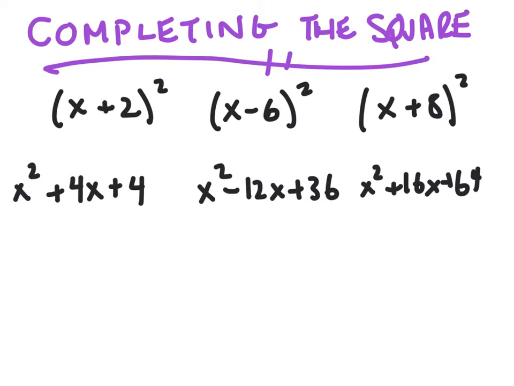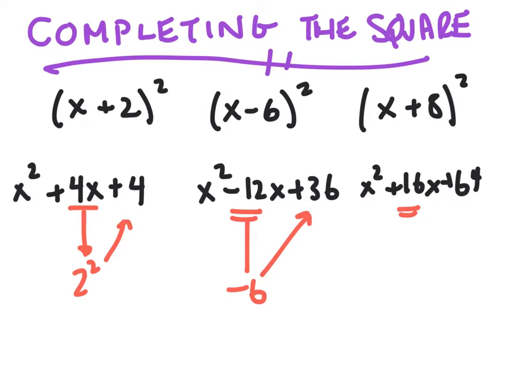Again, I notice that if I take half of this, I get 2. And 2 squared is 4. If I take half of this, I get -6, and if I square it, I get 36. If I take half of this, I get 8, and 8 squared is 64. So this helps me, knowing a pattern, to reverse it backwards. Now we'll show you how to use it for solving. This is a pretty cool technique.